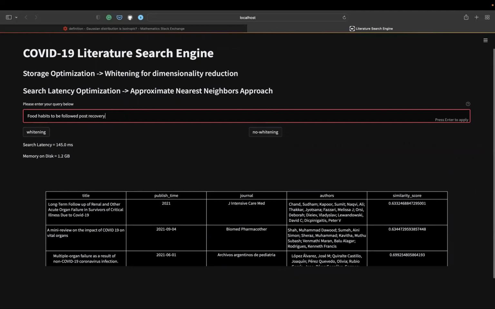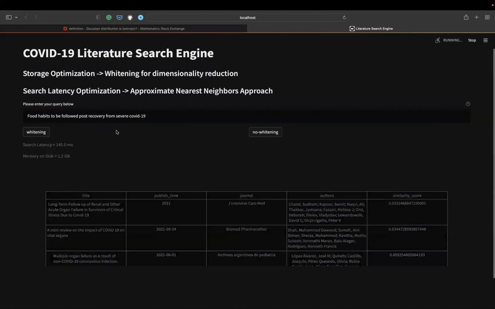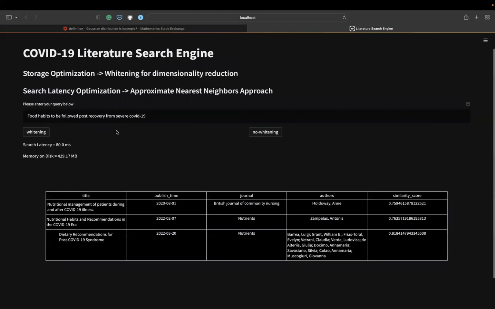Just a question, Shreyas. For example, here we see the second article, a mini review on the impact of COVID-19 on vital organs. And it seems that that one is also a bit related to the query, right? No, I'm saying that without transformation also, it will be able to pick similar articles, but the similarity score might be low. Yeah, so I was just wondering if on no whitening, I think it was the second ranked.